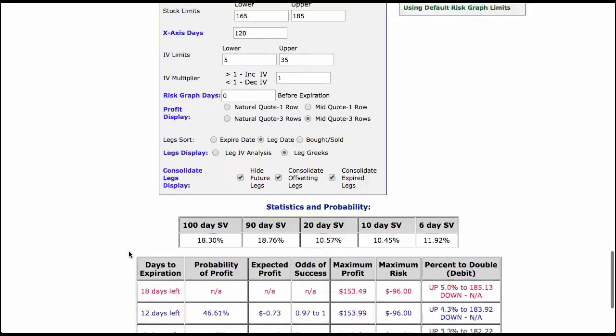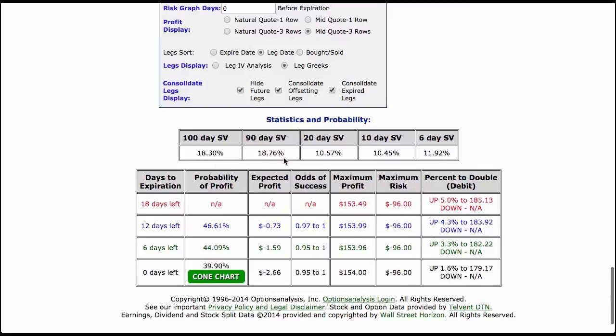And then down here at the bottom, finally, it's going to show you statistics and probability. What has the stock been doing in terms of statistical volatility and range movement itself? The last 100 days all the way down to the last 6. And then you can look and see the probability of profit.